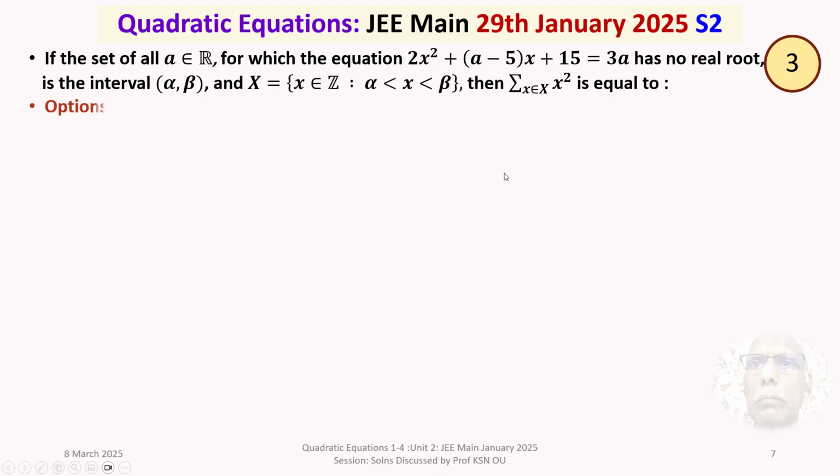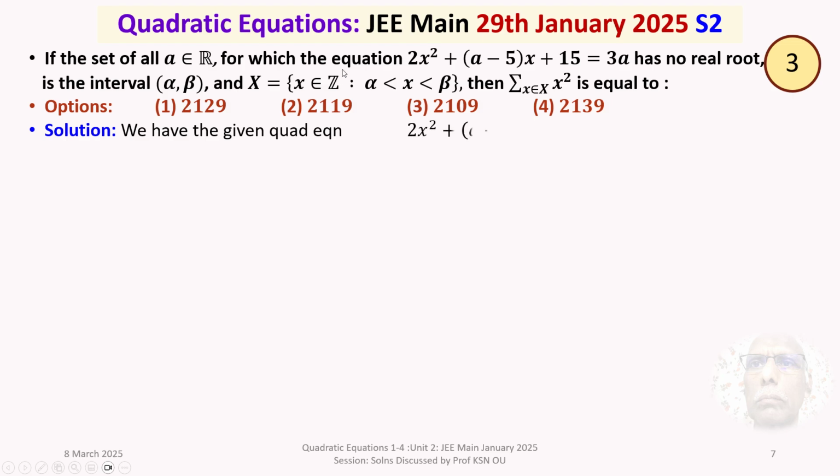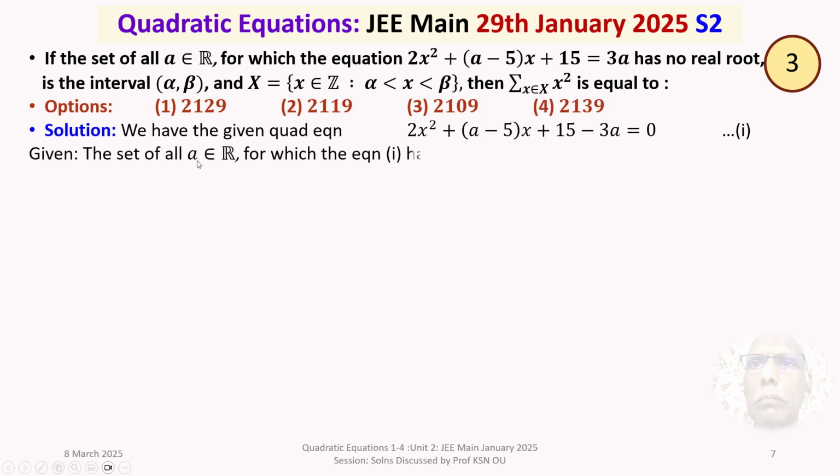Let's now discuss the solution of the problem in detail. Here we are given 4 options. Now we have the given equation. Let's write down the equation. Call it equation 1. Now, given the set of all a belongs to R, for which the above equation 1 has no real root, as the open interval alpha comma beta.